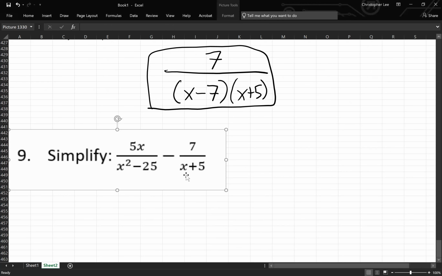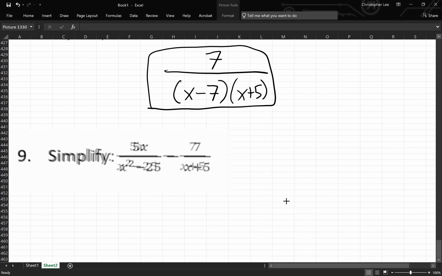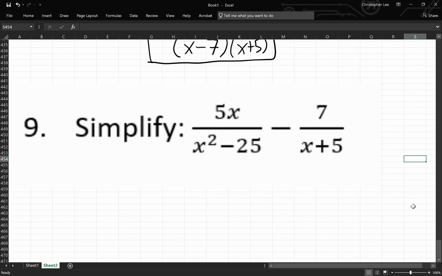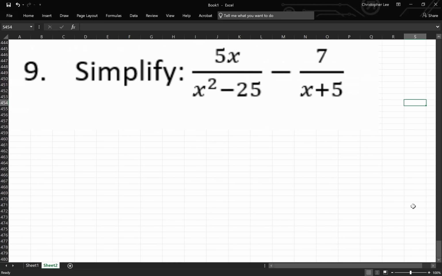All right, this next question is not so bad. So same idea, we still got the rational expression thing going on, but we want to subtract the two of them. So, all right, try that out real quick.